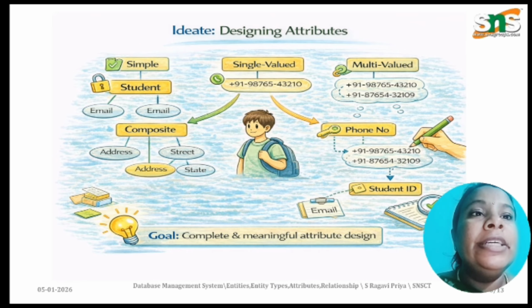So ideate, designing attributes. Simple attributes consist of single valued attributes. Then we have multi-valued attributes. An attribute is defined using the symbol oval.